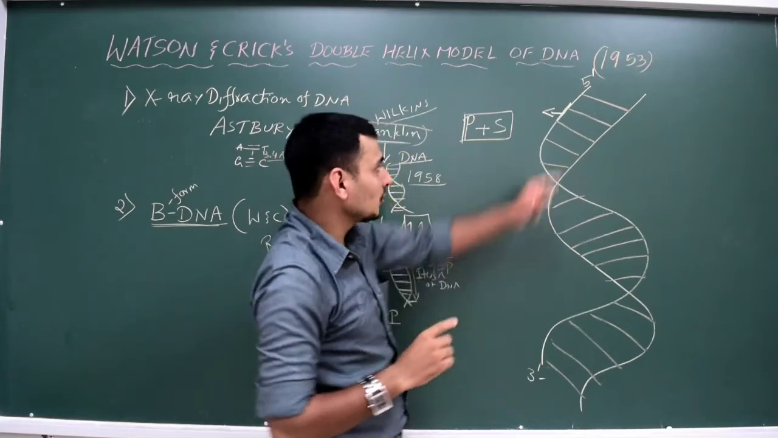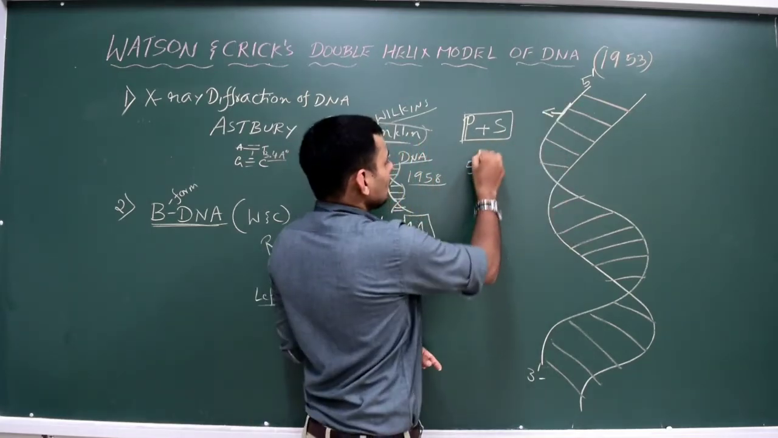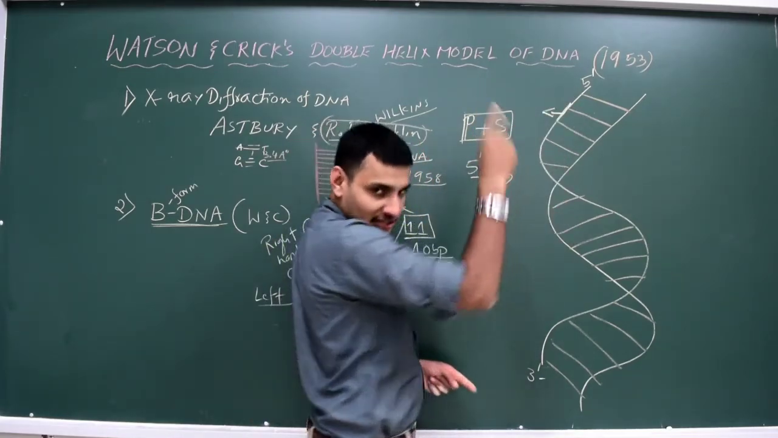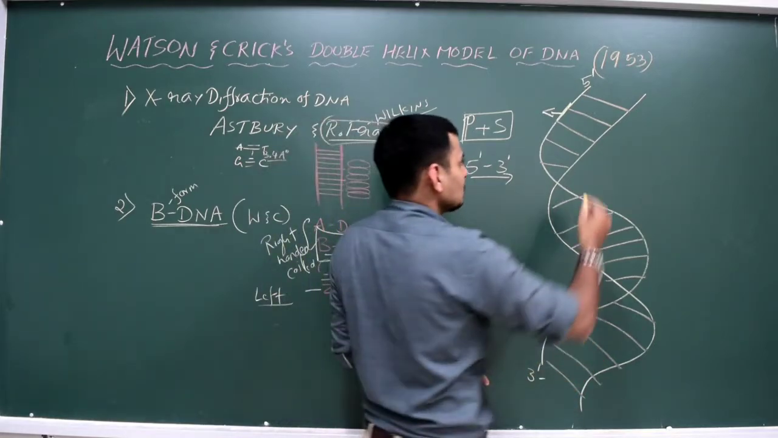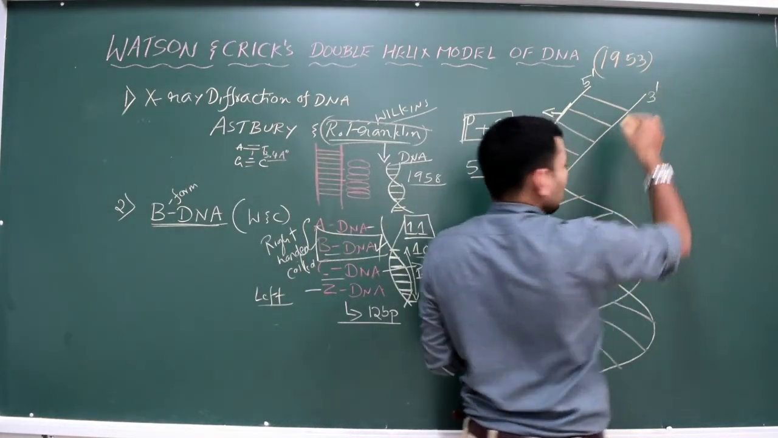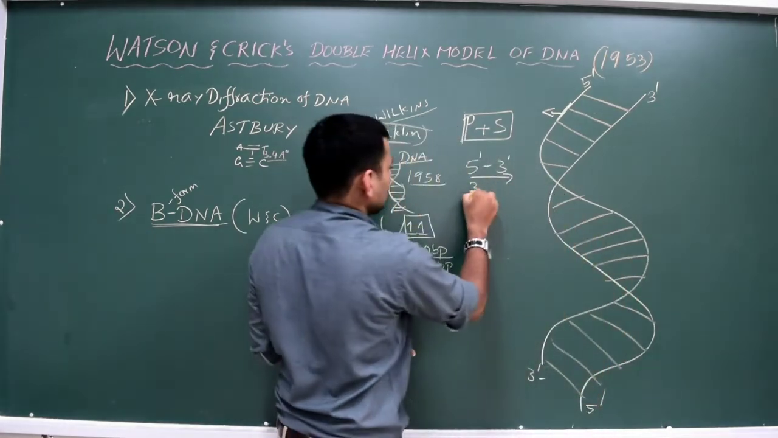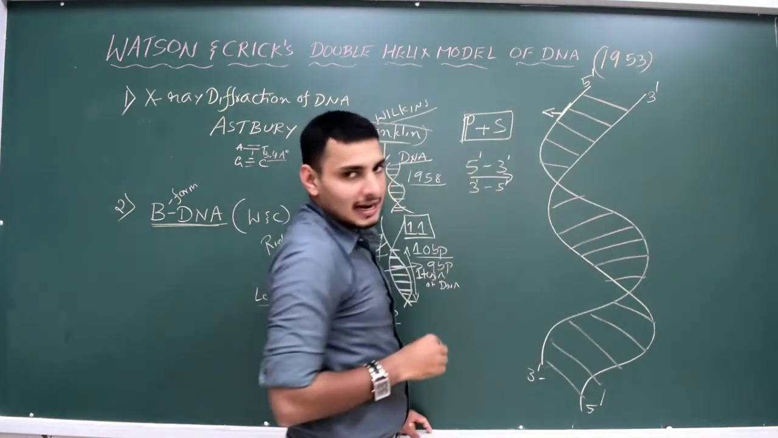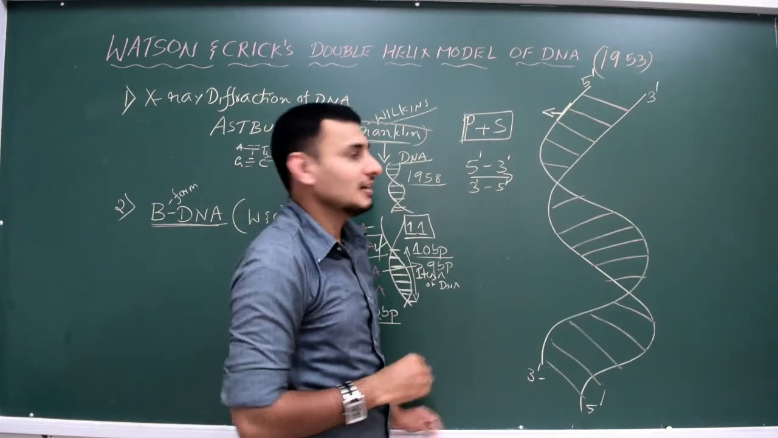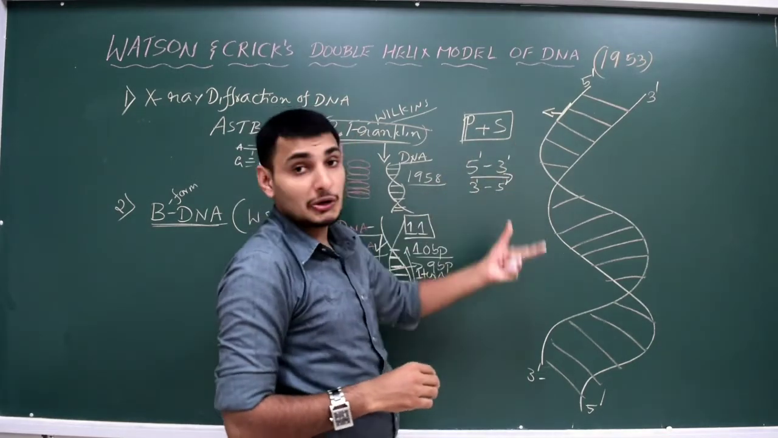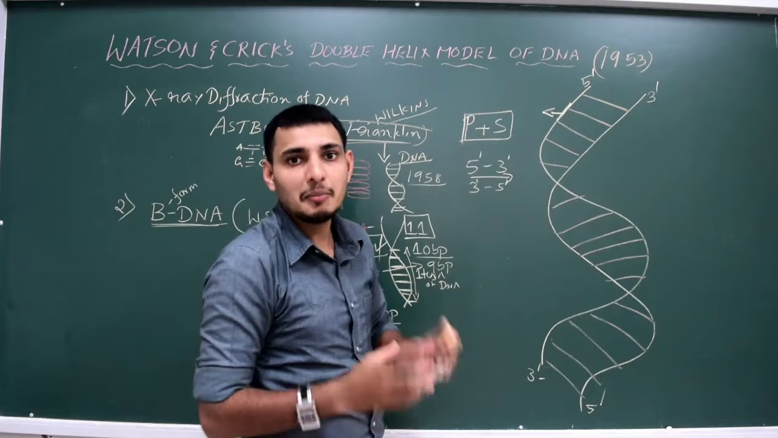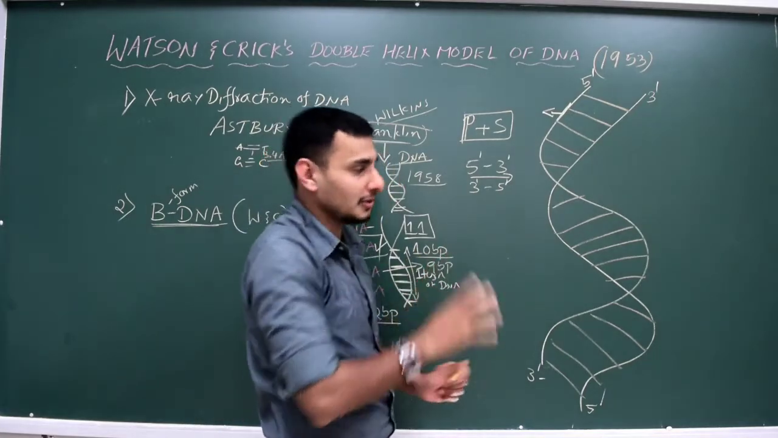One strand is showing 5 prime to 3 prime polarity, whereas the other strand is showing the opposite, that is 3 prime or 3 dash to 5 dash polarity. So these two strands run anti-parallelly. Two polynucleotide chains, or two strands of the DNA, are anti-parallel. So this is the second point.